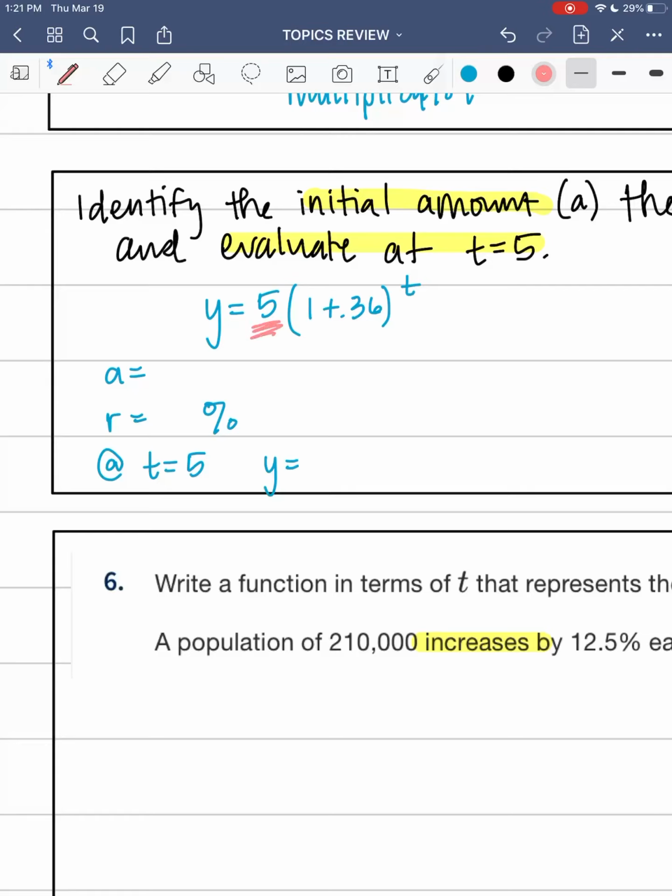This is the initial amount right here. The number in front of the parentheses, which is not being raised to the power, is the initial amount, and we'll call that a. So in this example, a equals 5.